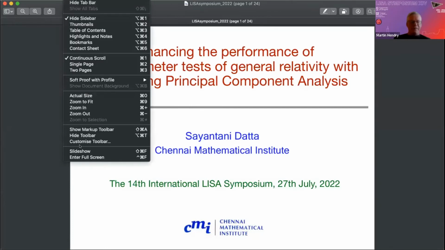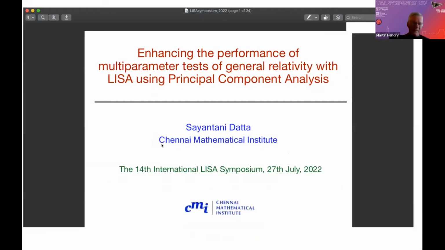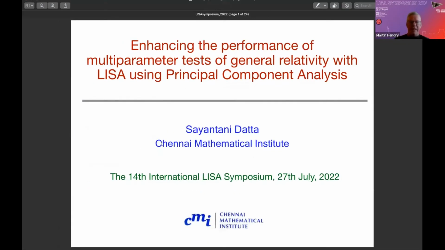Excellent. So it's my pleasure to welcome our third speaker, Sayantani Datta from the Chennai Mathematical Institute, who's going to talk to us about enhancing the performance of multiparameter tests of general relativity with LISA using principal component analysis. So over to you, Sayantani. Thank you. Hello, everyone. I'm Sayantani Datta, and I'm a graduate student at Chennai Mathematical Institute, working with Professor K.G. Arun.